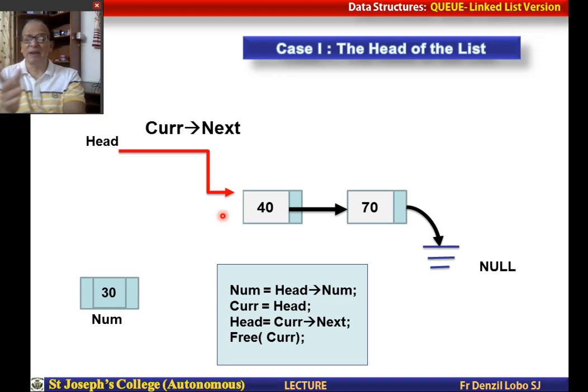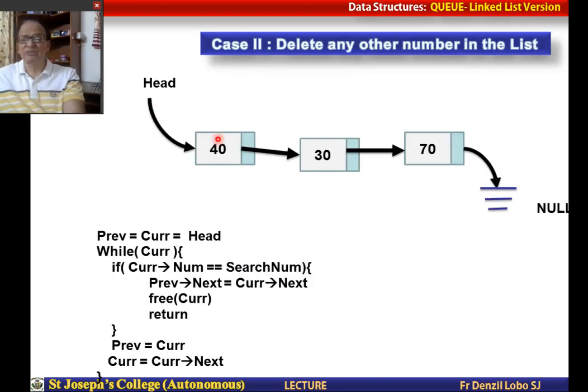Now the second case is any other number. To do that, I have to search this whole list. Therefore, again, how is searching done? I have got previous and current as our pointer variables. I assign head to them. Then I go on searching as long as current is not null, and every time I ask this question: is the current number equal to the search number? For example, I want to delete 30. So I'm going to ask, as long as current.